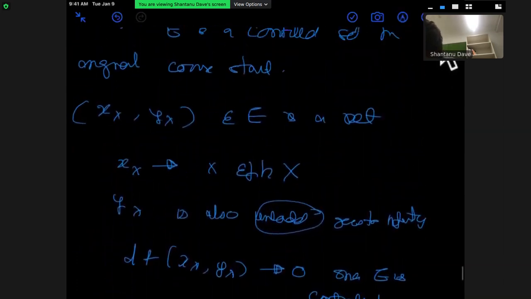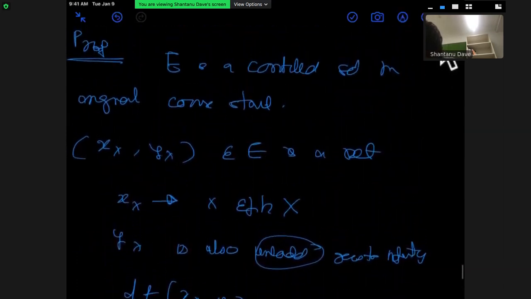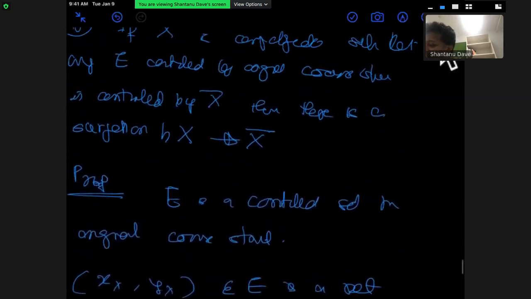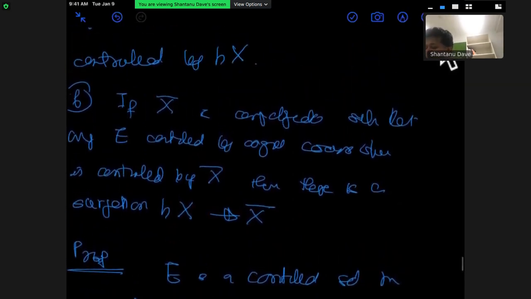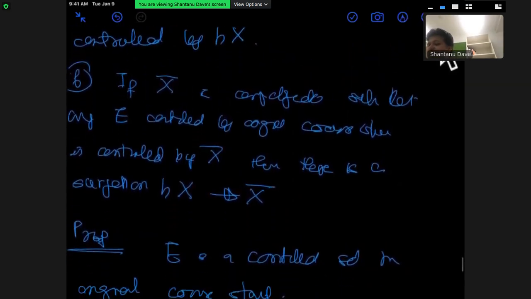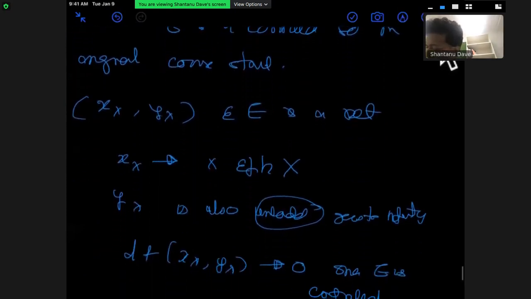Okay, so how far are we? What have we proved? We have proved that if E is controlled in the original thing, then E is also controlled in the Hickson compactification. So that part we have proved. The second thing is if X bar is a compactification with this property, then there is a map from the Hickson compactification to X bar. So that's the other part.